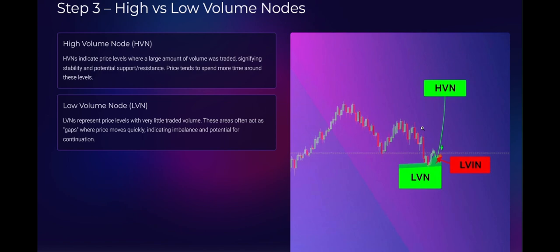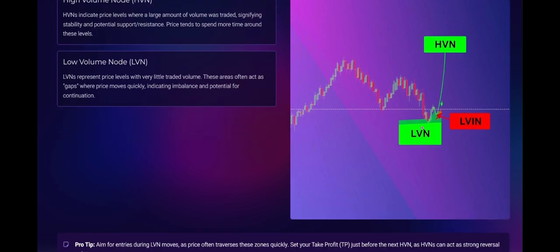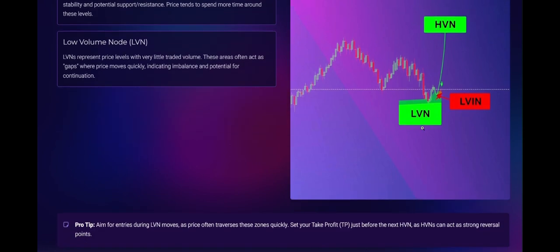Step 3. Know your volume nodes. Here's the magic. High volume nodes, HVN, represent stability. These zones often act as support, resistance, and price consolidates around them. Low volume nodes, LVN, represent gaps. And guess what? Price moves fast through these zones.